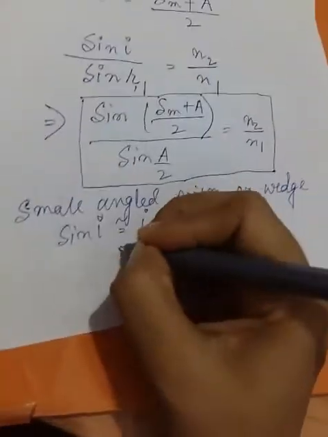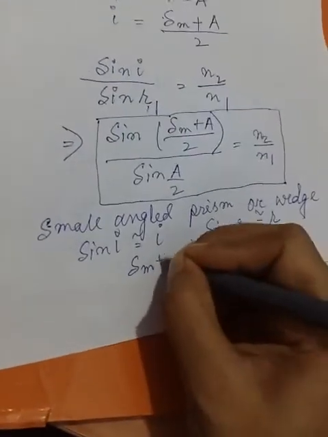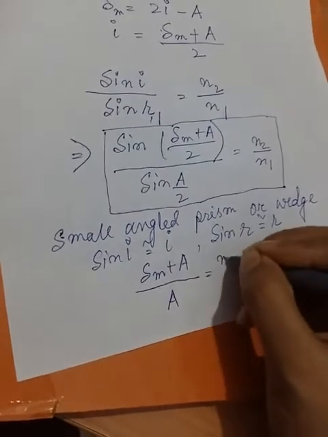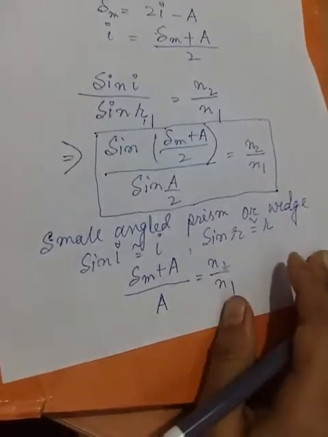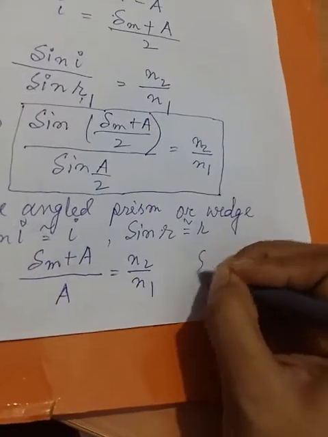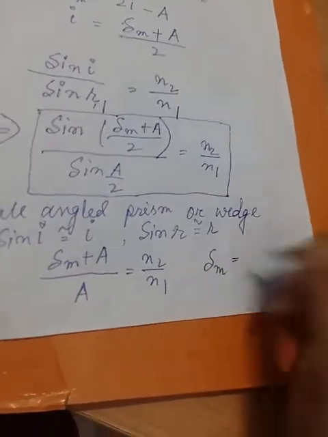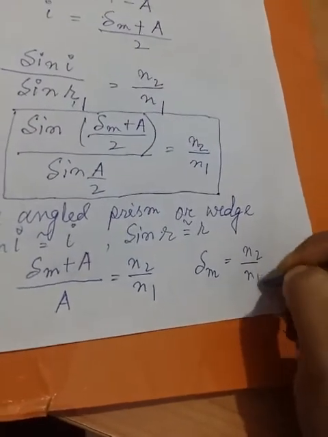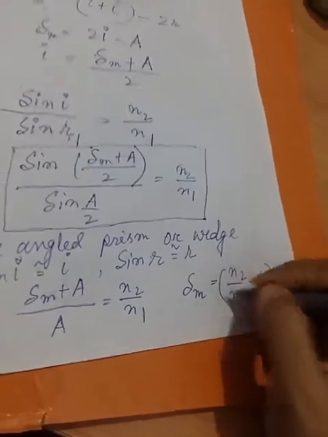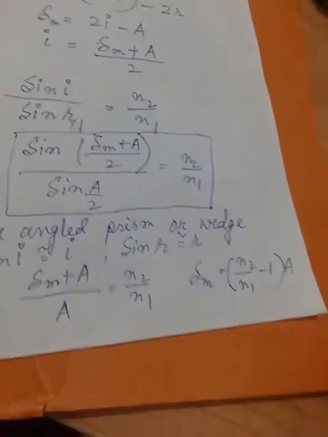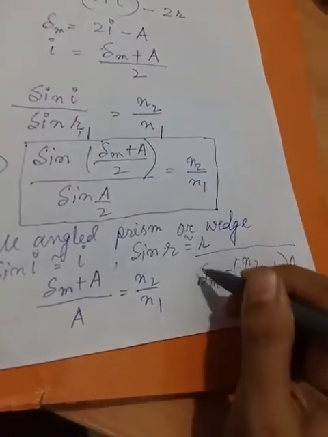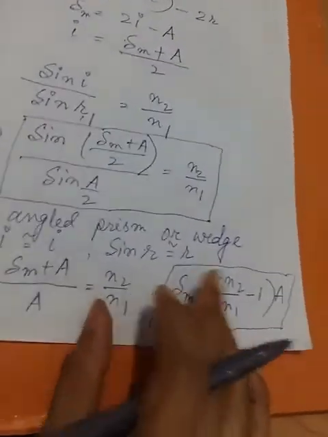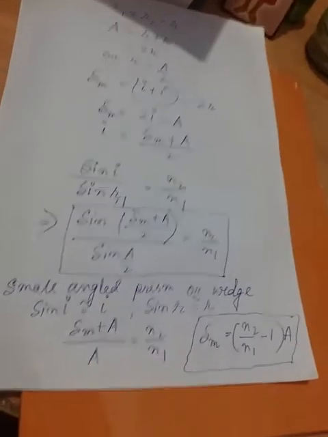So we have (delta M plus A) divided by A equals N2 by N1, or delta M equals (N2 by N1 minus 1) into A. So this is the condition for angle of minimum deviation in the case of a small angle prism.